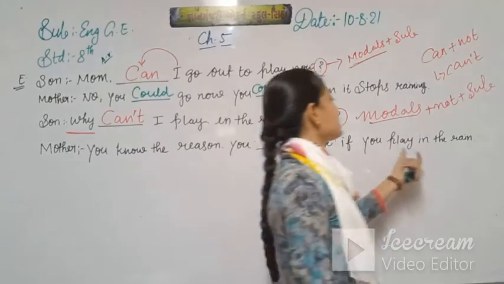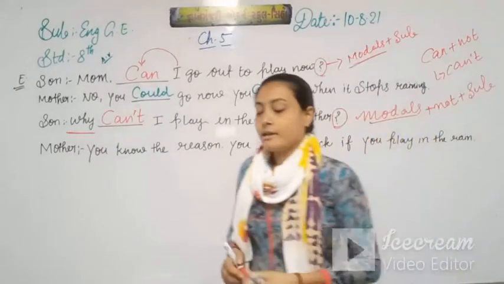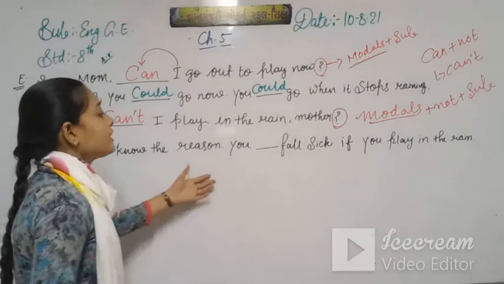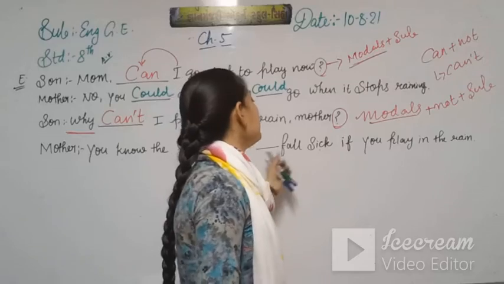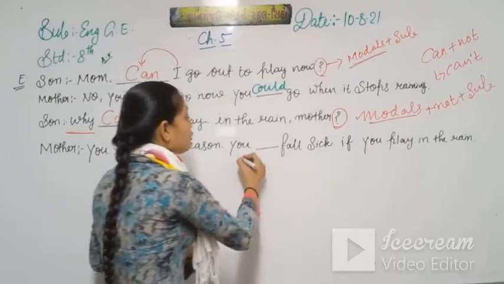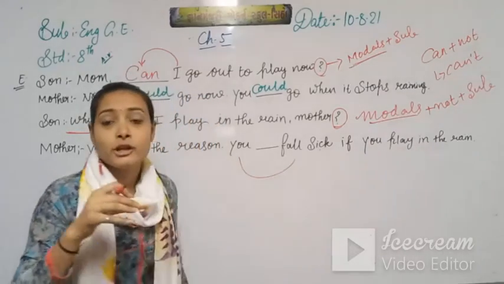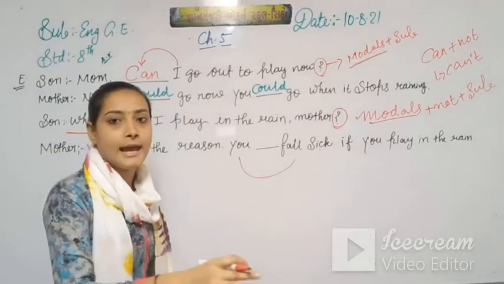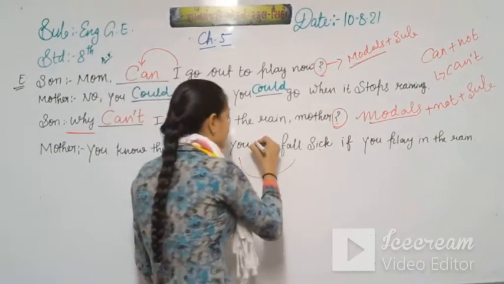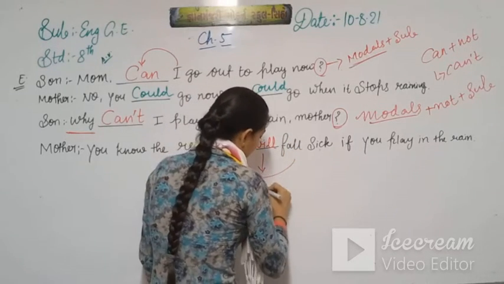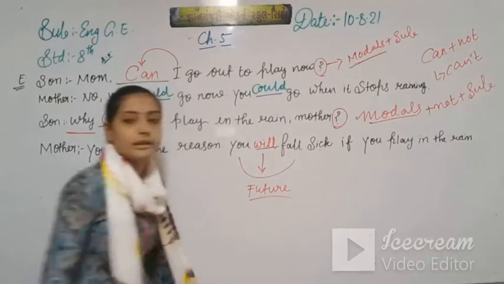Now mother, you know the reason. You blank fall sick if you play in the rain. What did the mother reply? Mother said that you know the reason. If you play in the rain, you will fall sick. That is not a current situation, that is the future situation. If you play in the rain, then you will fall sick. It represents the future situation. Clear?